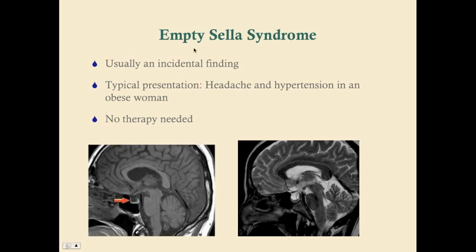Okay, finally, we're going to talk about empty sella syndrome. So empty sella syndrome is an easy one because you don't have to treat it, and it's not really important. It's generally just an incidental finding. Usually it doesn't cause any significant decrease in pituitary hormone levels, but it is a disease of the pituitary, so we're including it here. And it does come up on the USMLE. So generally this is just an incidental finding if we're getting an MRI for a different reason.